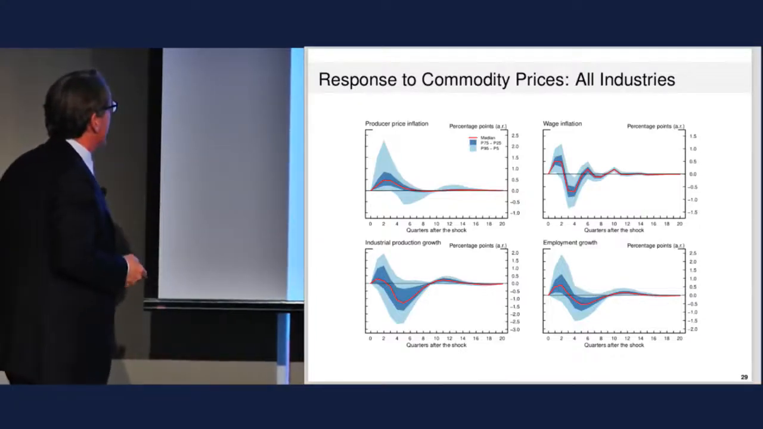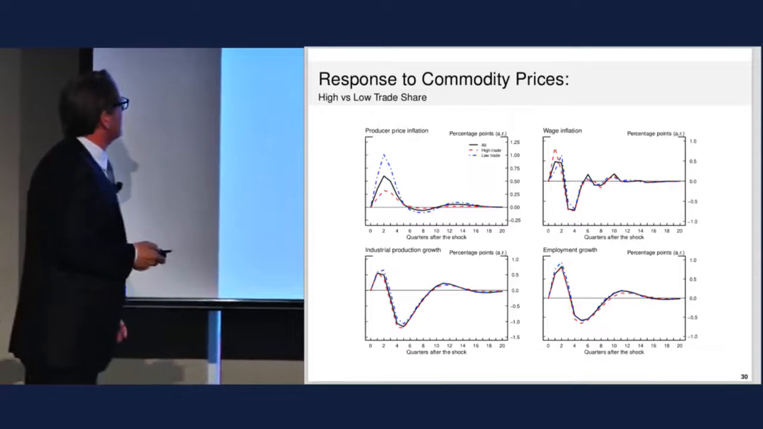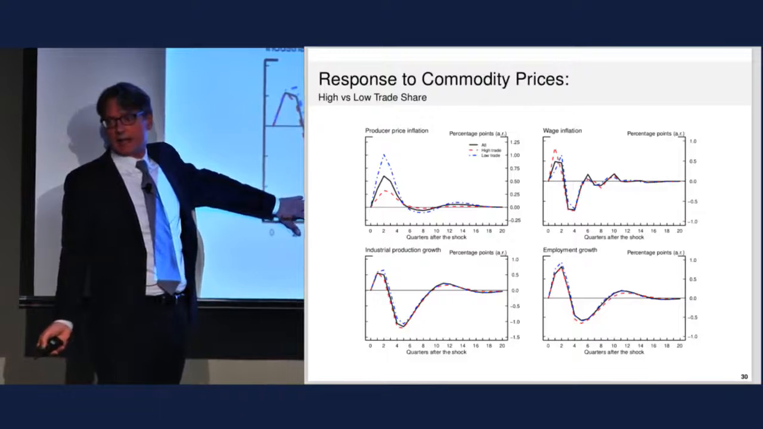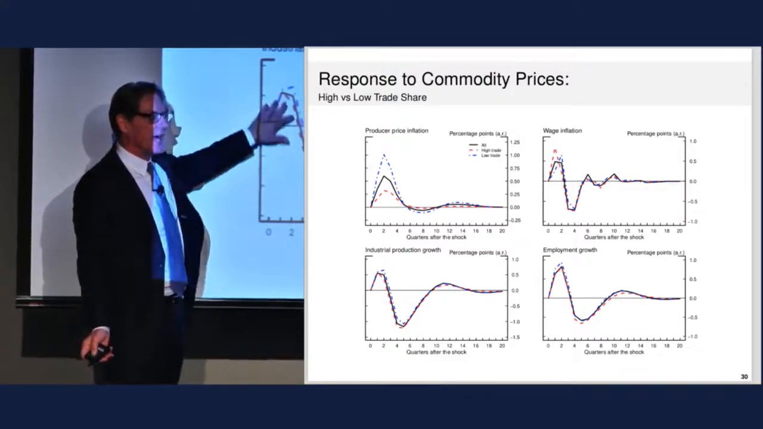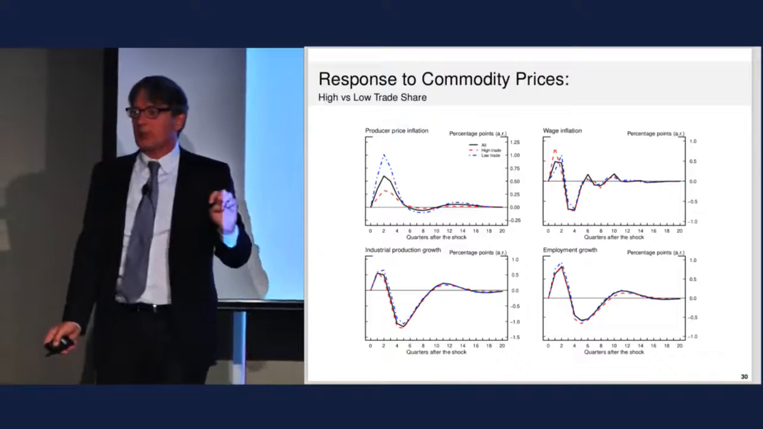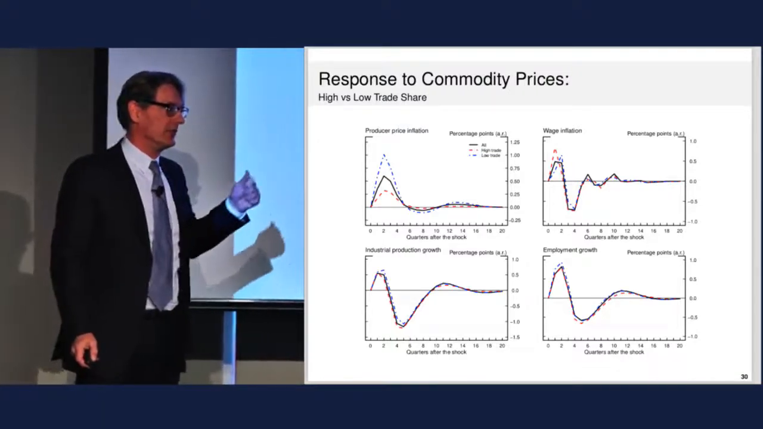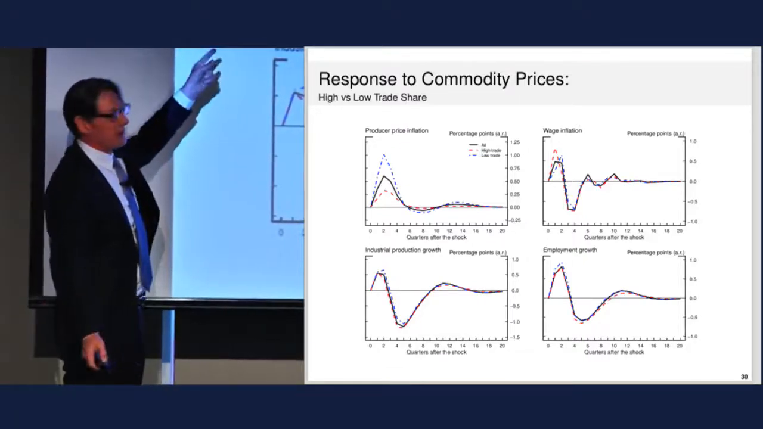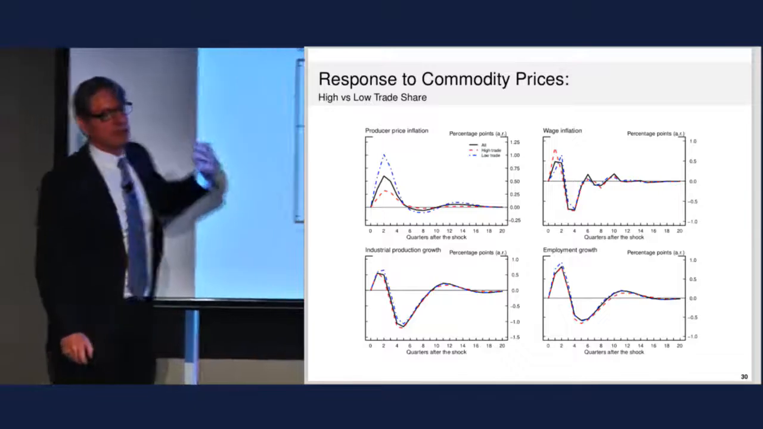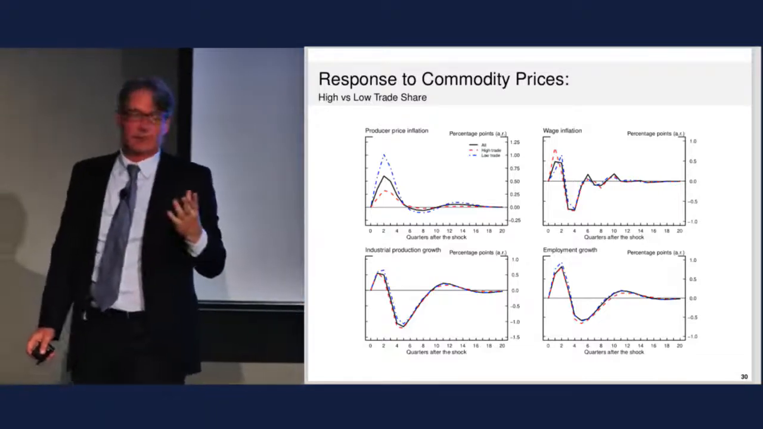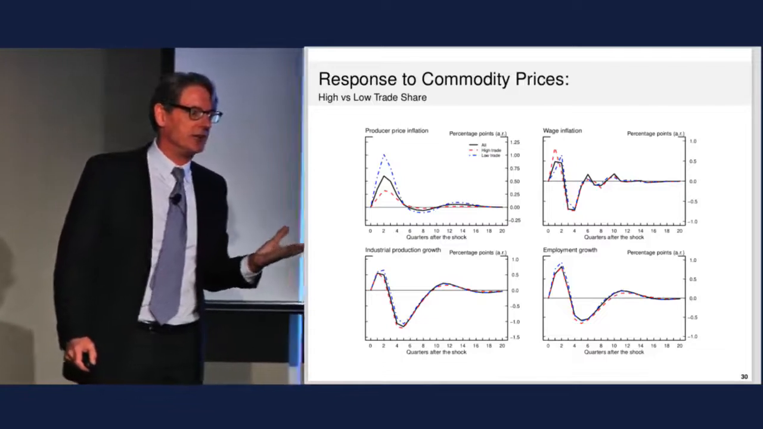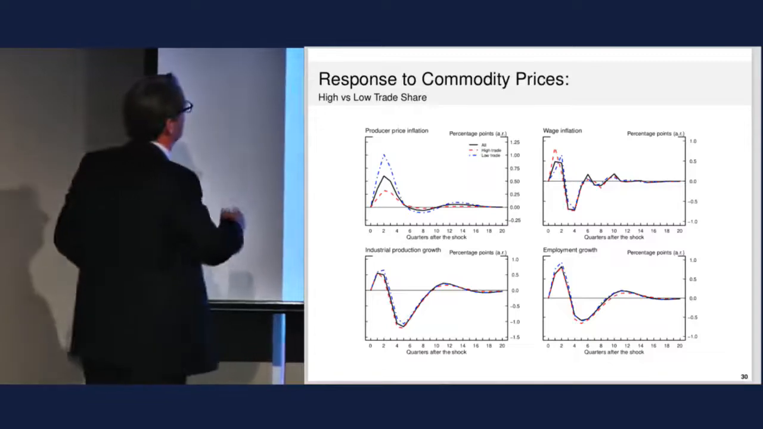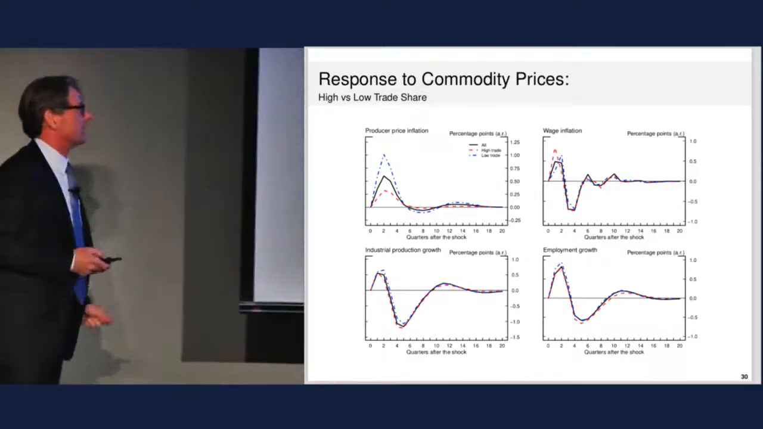Again, you can look at the aggregate response effects, and the industrial output response to the shock looks exactly the same across high trade versus low trade industries. So it's not about one being more exposed to these commodity prices than the other in terms of output. But again, there's strong differentiation in the price response: the low trade industries' prices respond by 3 times as much as the high trade industries in response to this commodity price shock as well. So there seems to be much more responsiveness in these industries that are not exposed to trade.